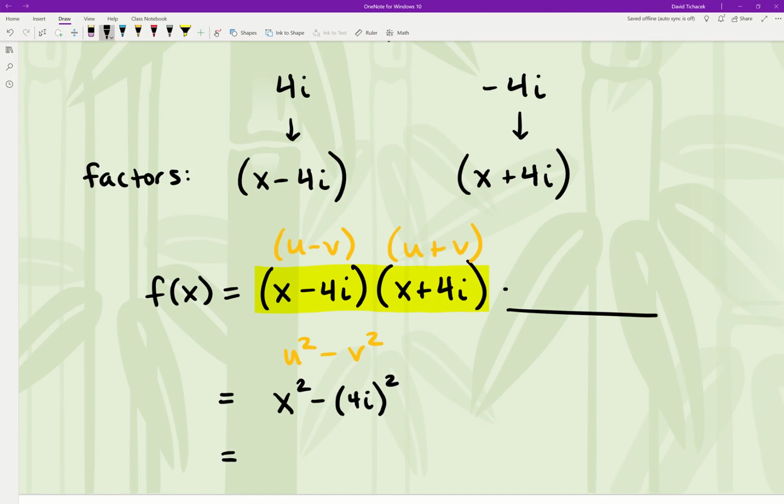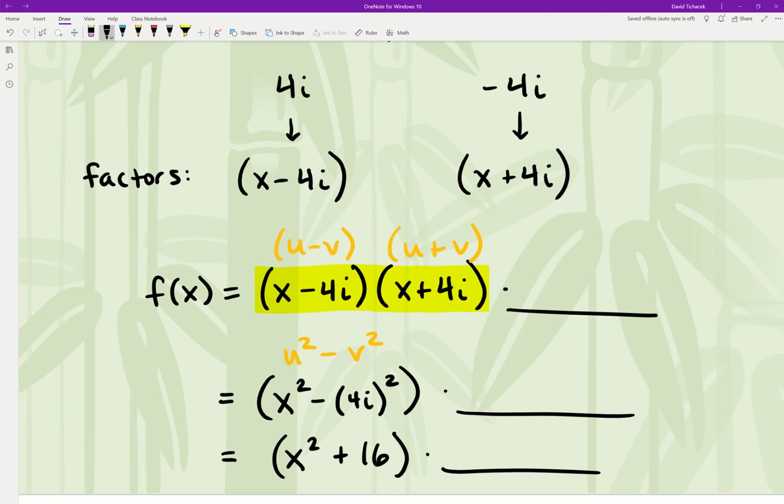And if you do the math on that, remember 4 squared is 16, and i squared is negative 1. So this is going to be x squared minus negative 16, or in other words, it's going to be x squared plus 16. There we go. So we're going to have that times something, keep in mind, okay?